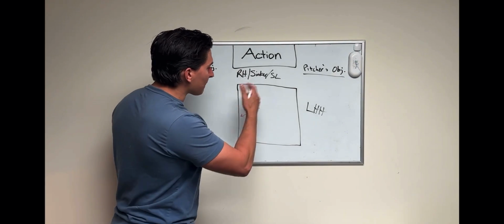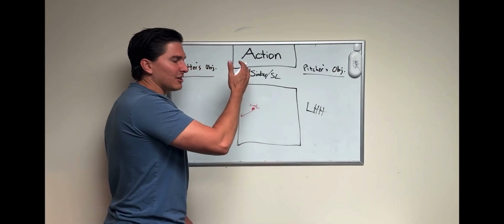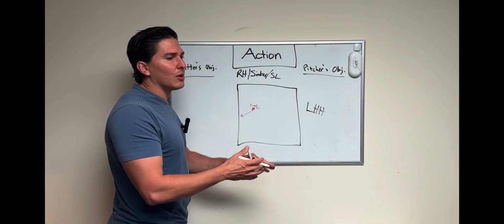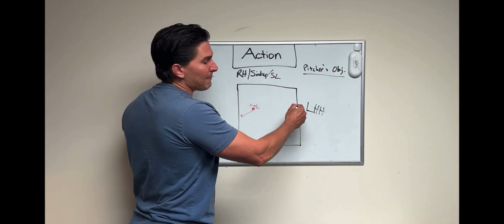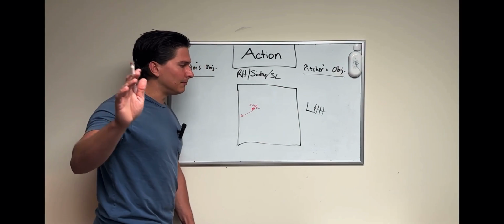Okay, so sinker from the pitcher's objective, I'm going to start away from him. Obviously, I don't want to be up in the zone, but the priority objective is I want to stay away from him because if I miss in and this ball runs over the middle of the plate, it's going to run right back into a left-handed hitter's barrel.